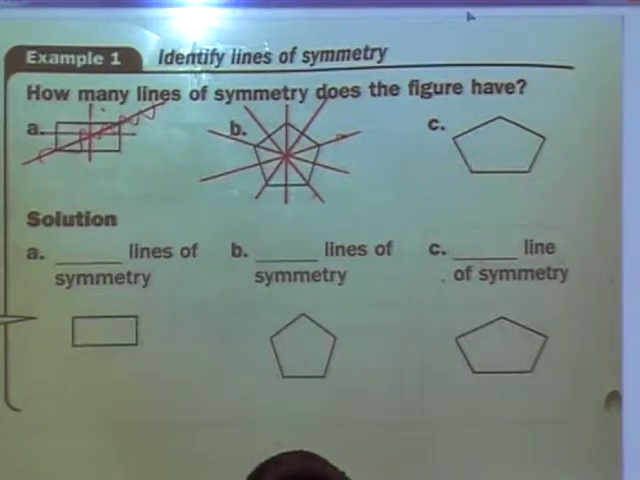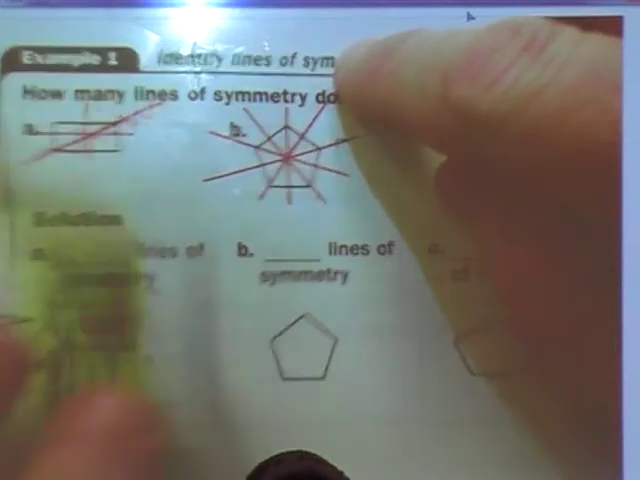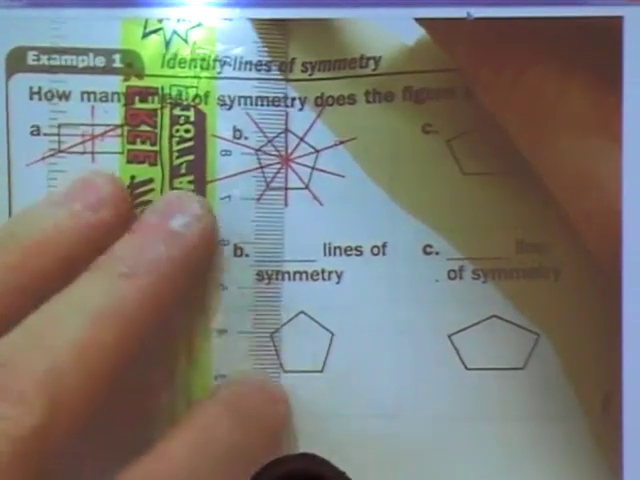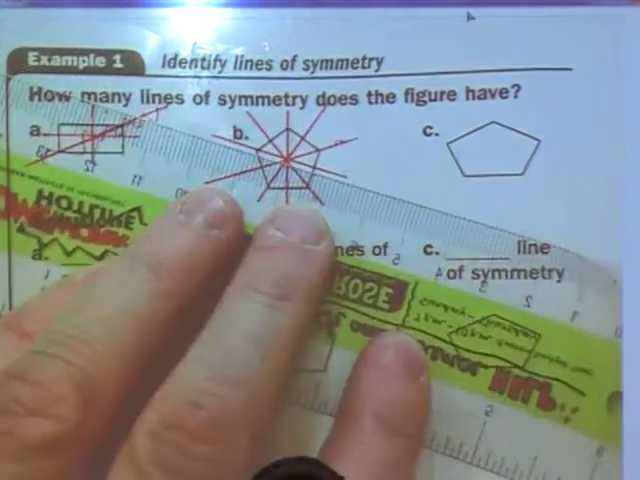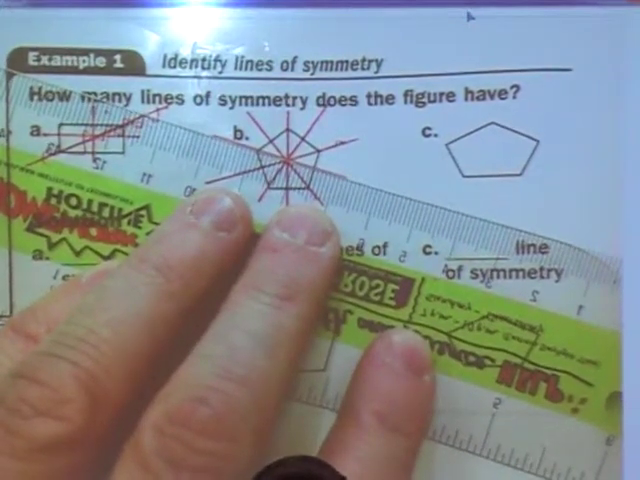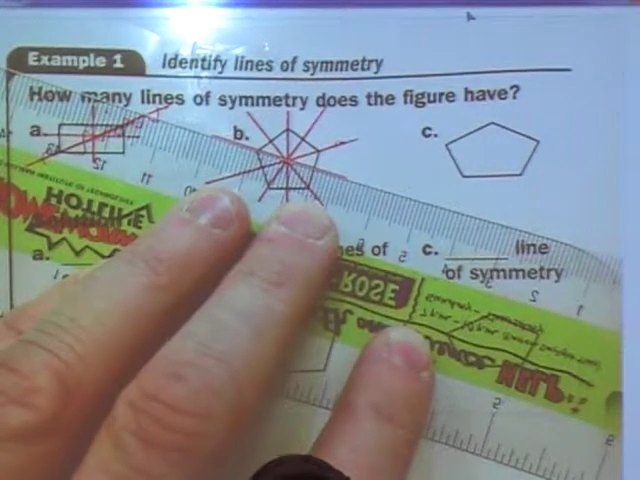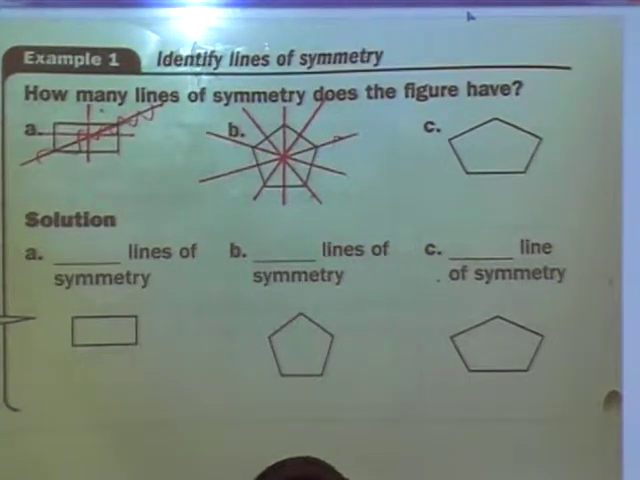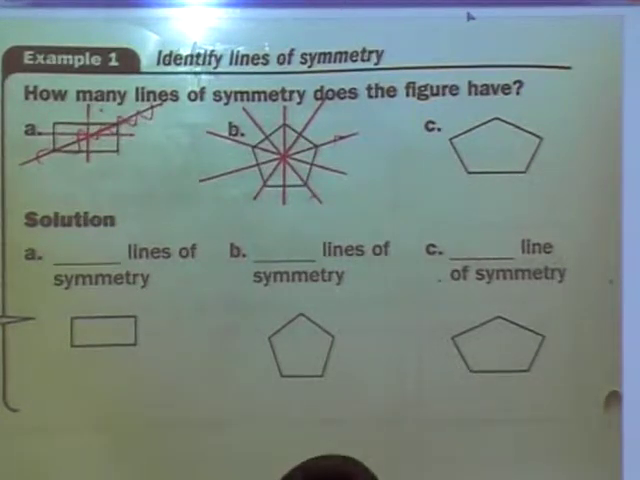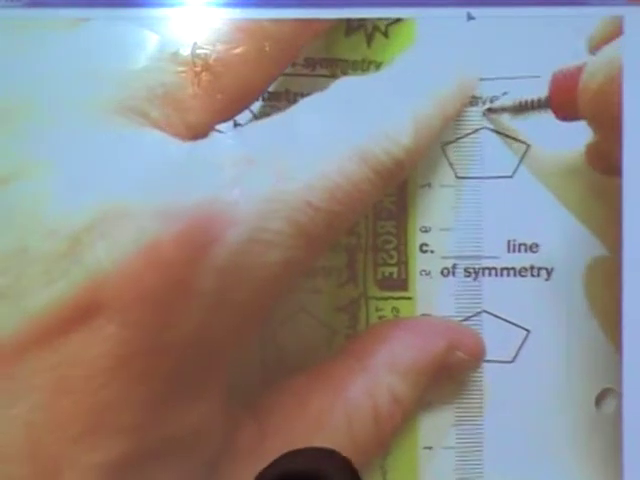If we look at the vertical side like this, that'll flip over to the other side. So that is a line of symmetry. And if you go to each vertex and drop down an altitude, you'll notice that they do flip over on itself. So how many are there? 5. Okay, now C is not an equilateral figure or a regular figure, but it does have a line of symmetry. 1.